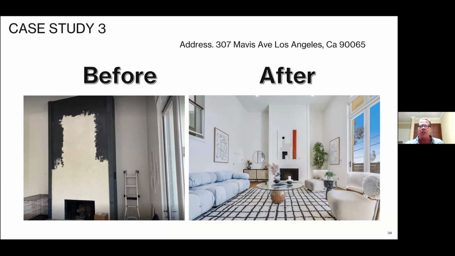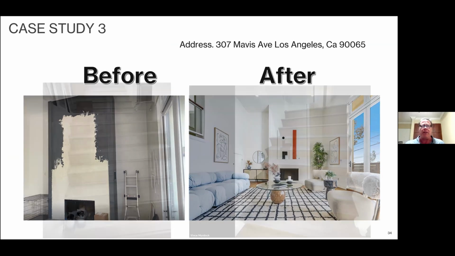This was an instance where you walk into the house and you look at the fireplace on the left-hand side. They tried to do it themselves as a project, and that was what they were left with. I mean, nobody wants to buy that. And then if you look on the right-hand picture, you can see our after picture, what it looked like after our design went in and after we staged it. House sold, everybody made money.